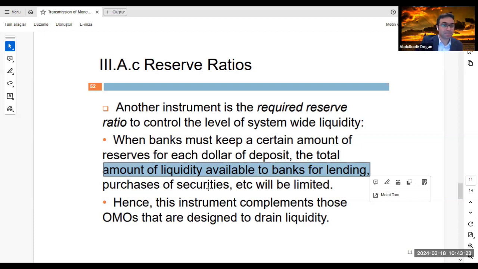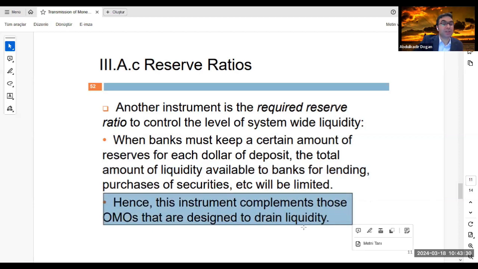Okay. Hence, this instrument complements those open market operations that are designed to drain the liquidity in the market. So the main policy instrument is the open market operation. But after the open market operation, if I also want to drain the liquidity from the market, I can also use the reserve requirement ratio as a complementary tool here.